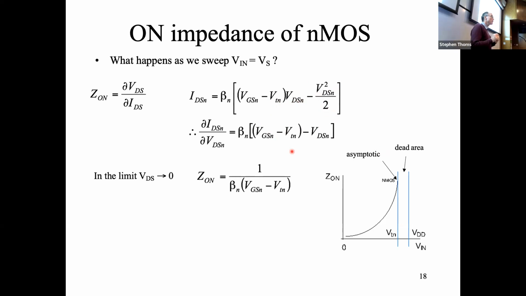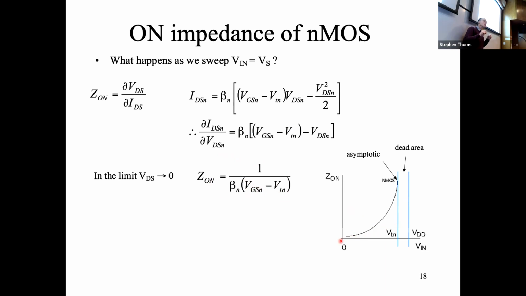Now in the limit, just to make life easier to see what's going on here, we're going to say VDS is going to be roughly 0. So this term vanishes. And if we invert this, we end up with this impedance, which is essentially a 1 over x type equation. Z equals 1 over V, except there's an offset of the threshold voltage. And so it looks exactly like we saw on the previous sketch.